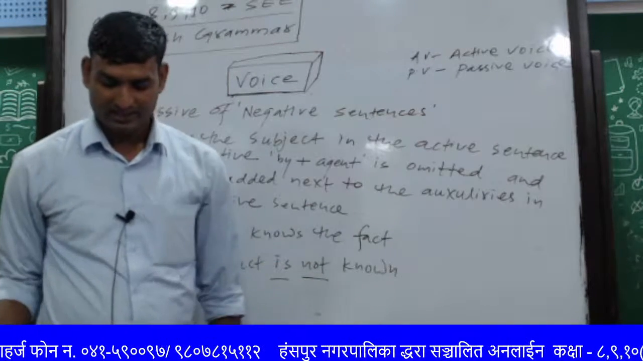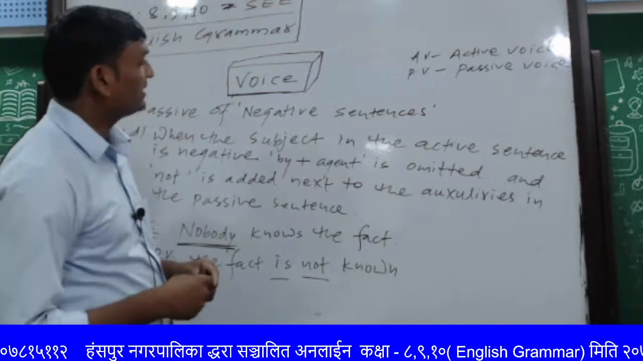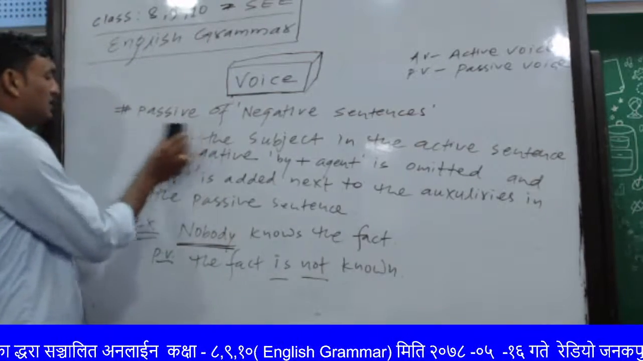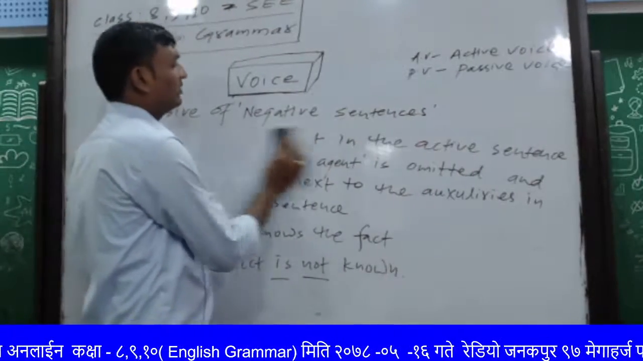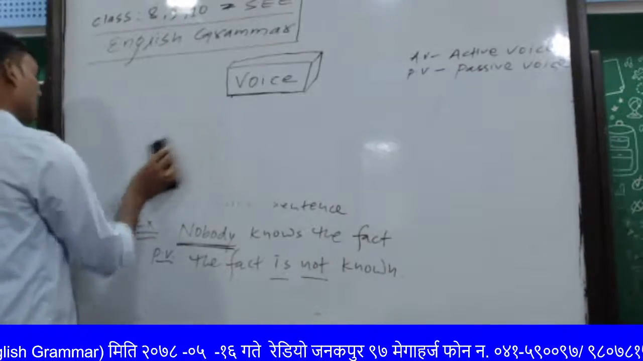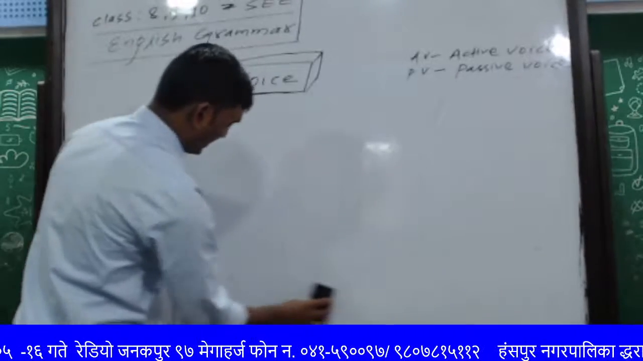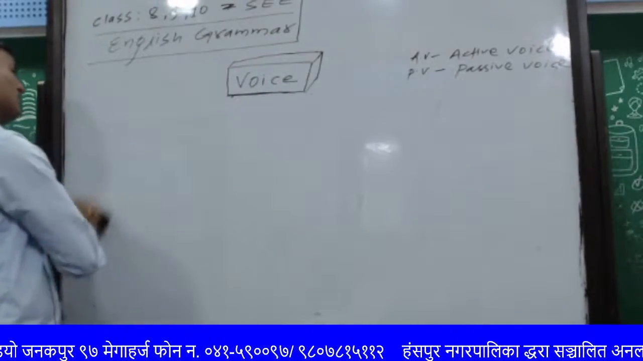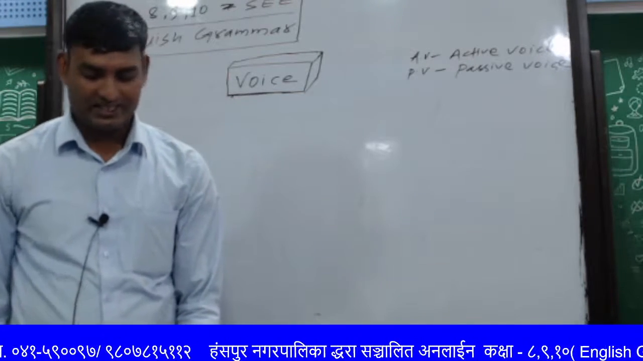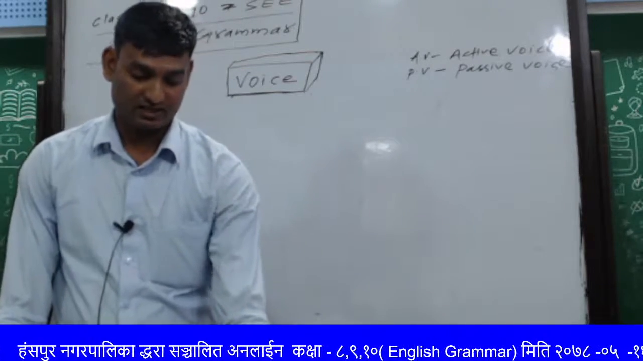In this way we can change passive of negative sentence, and we have discussed 4 things. It means first one is auxiliary plus not, second one is do, does, did plus not, third one is when the object in the active voice is negative, then last one is when the subject in the active voice is negative, how we can change into passive sentence.